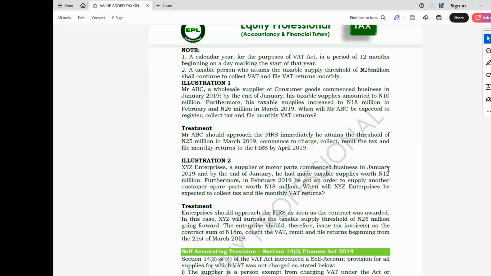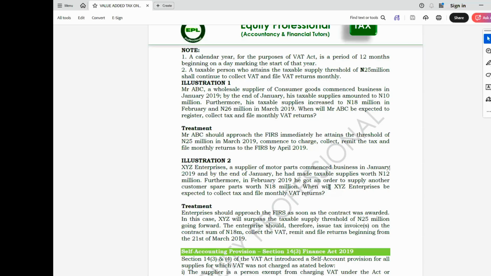18 million plus 12 million. That will give us how much? 30 million. So that means as of that February, he has already reached the threshold. So furthermore, in February, he got an order to supply another customer with 18 million. So if you add the two supply, 12 plus 18 million, that is what? 30 million, which by February, he has already exceeded the threshold of what?